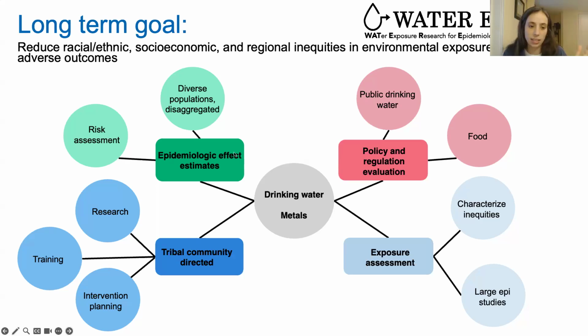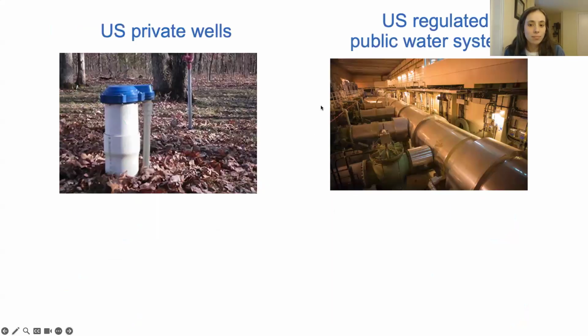So we do classic epi stuff to inform risk assessment. We do policy and regulation evaluations. We do a lot of work on exposure assessment, and we do a lot of tribal community directed work. We have a training program, we do research, and we do intervention planning. So I'll touch on a couple of these things. Some of these are very translational epi relevant, especially the work on policy and the work on intervention planning with tribes. So I'll give you maybe a highlight reel of a couple buckets, a couple examples of how our work fits into these buckets.